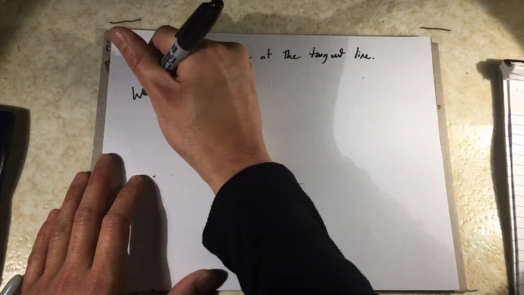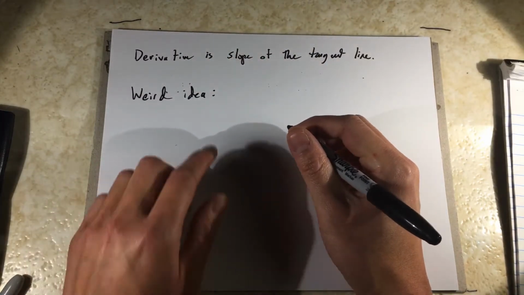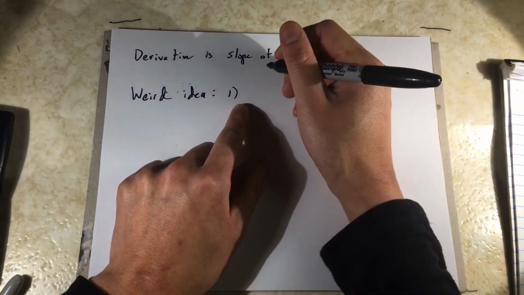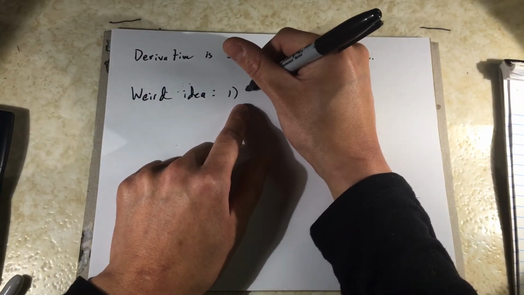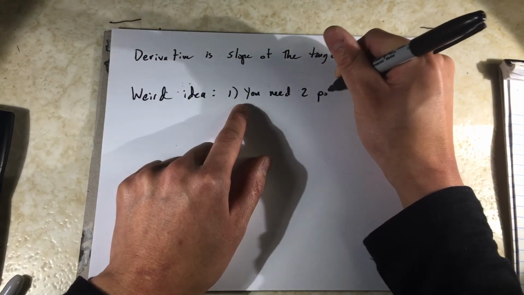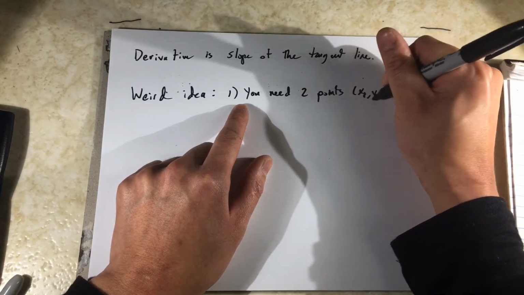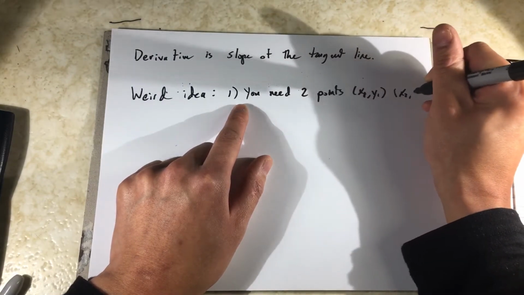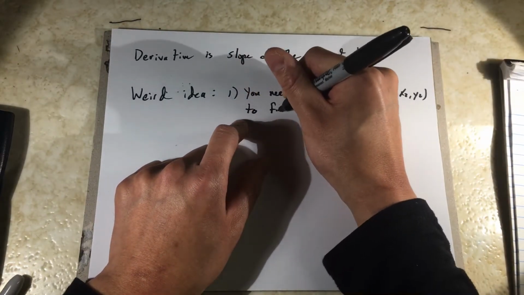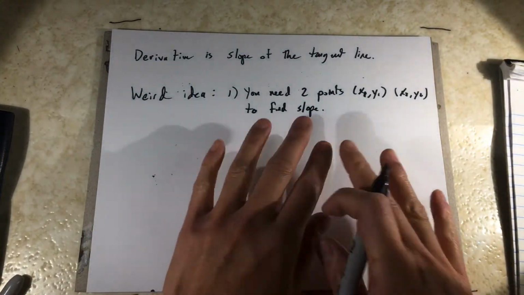All right, so here's a weird idea, and I'll break it down for you. One is that to find slope, you need 2 points. So this would be like our x1, y1, and x2, y2, to find the slope. So slopes, by definition, you need 2 points for them.